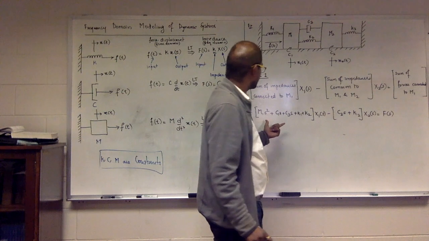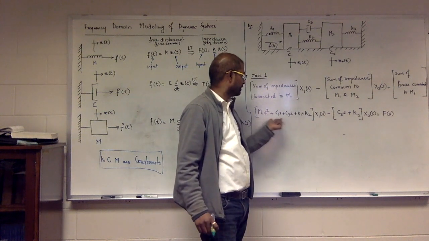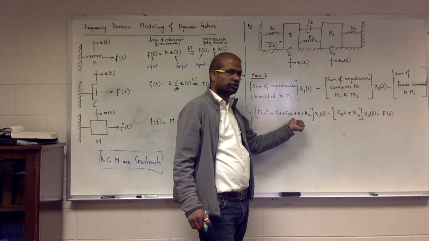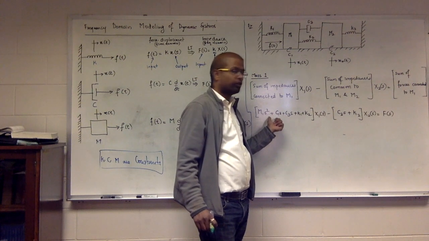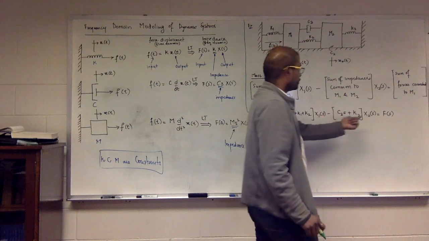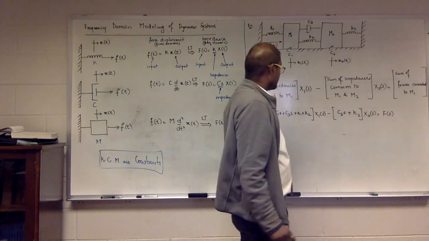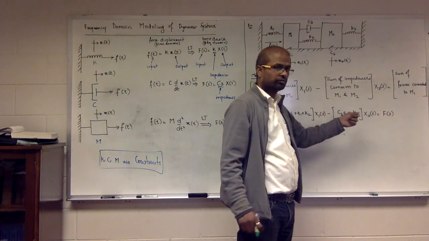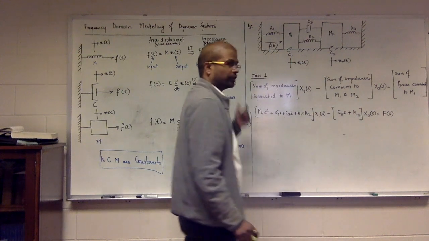So what you have to do is make it a habit to write it in that order, in order of the polynomial, equal to f of s. All this has to be in frequency domain. Impedances are in frequency domain.